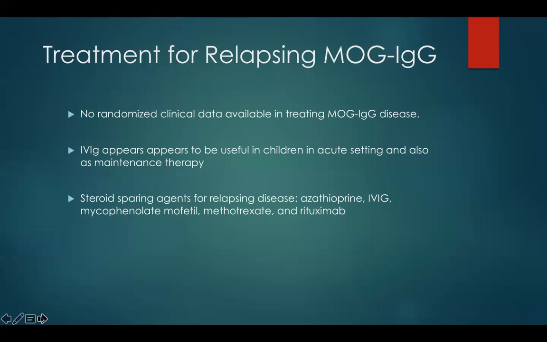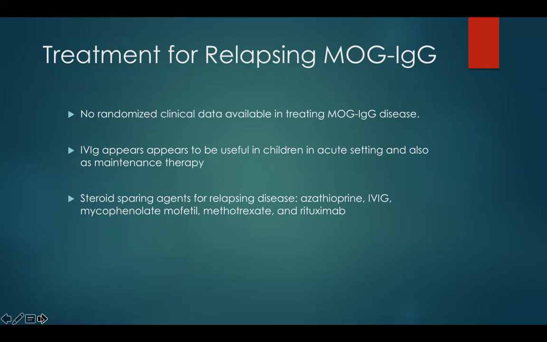So that's talking about the acute phase of anti-MOG. But for patients who are deemed to have a relapsing anti-MOG, it's a little bit trickier what to do long-term for them, as there is no randomized clinical data available in treating relapsing anti-MOG disease. It appears that IVIG is helpful for children in both the acute setting and also as maintenance therapy long-term.